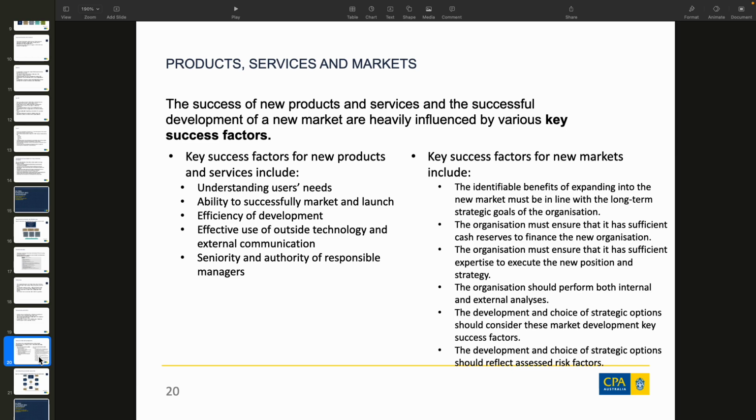A good example, this company called The Star, they decided to enter into the streaming market, the TV streaming market. When they decided to enter the TV streaming market, they are a media company, they are a newspaper company.